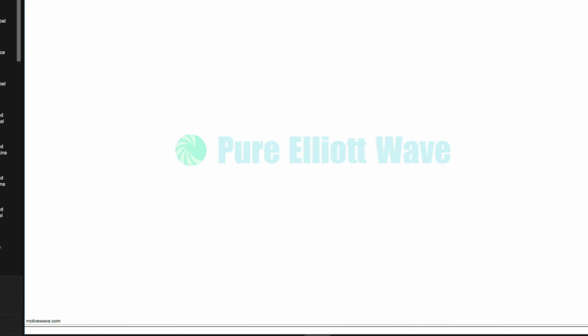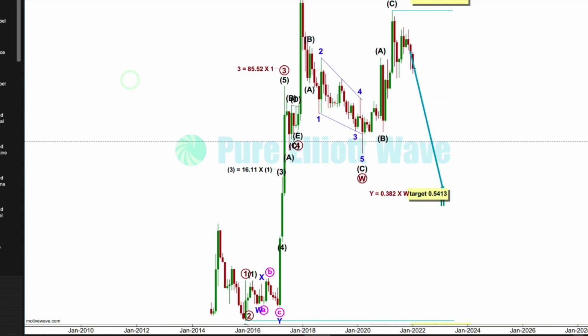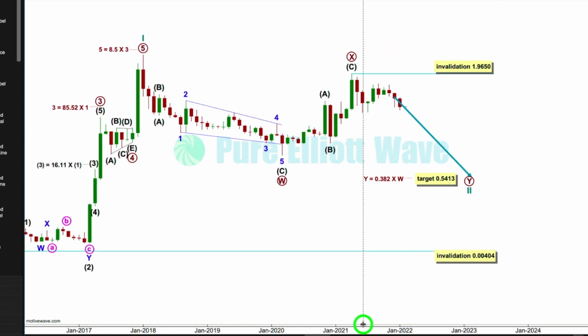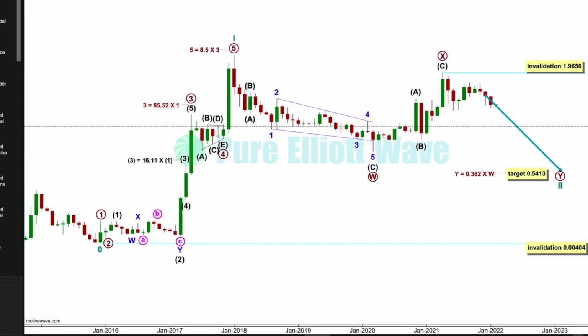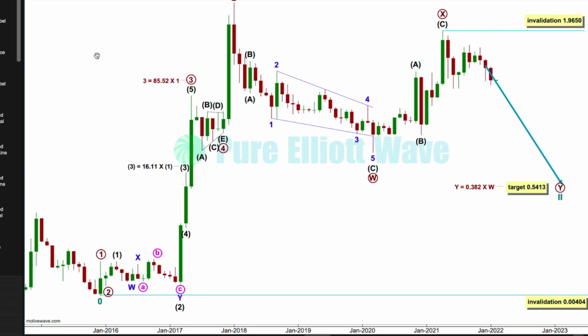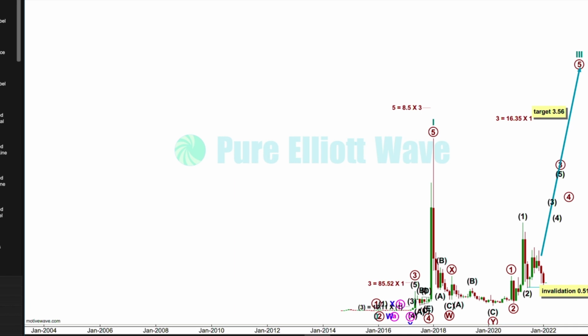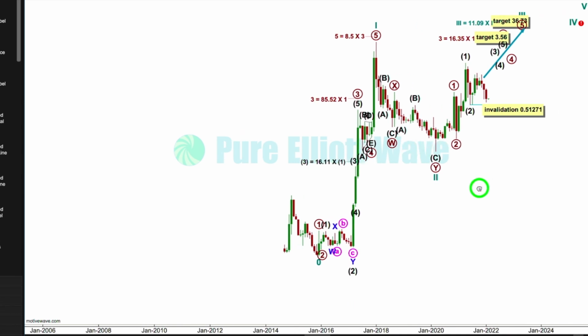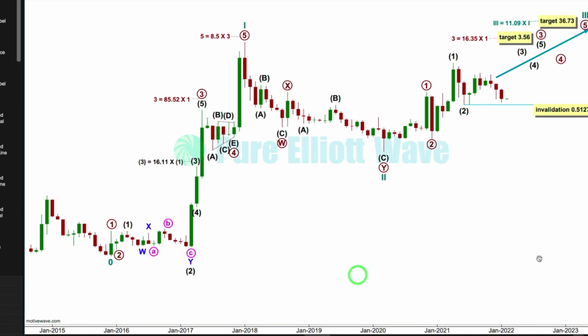So I had this main wave count, and then I had an alternate for XRP. The alternate, considering a cycle degree second wave, could be moving lower. I think that might be too bearish. But this remains valid. That doesn't need updating. That's the same. So the main wave count, bullish, remains valid. Price has moved a little bit lower since I last updated this chart.